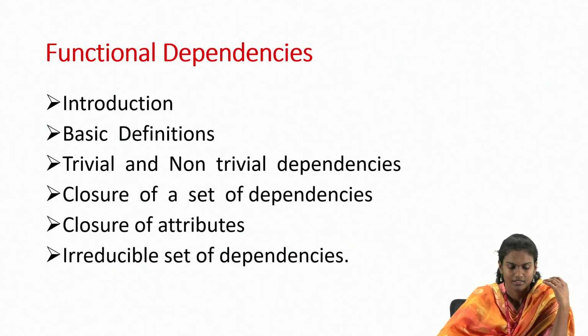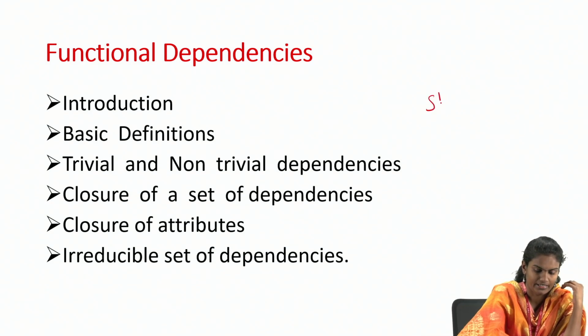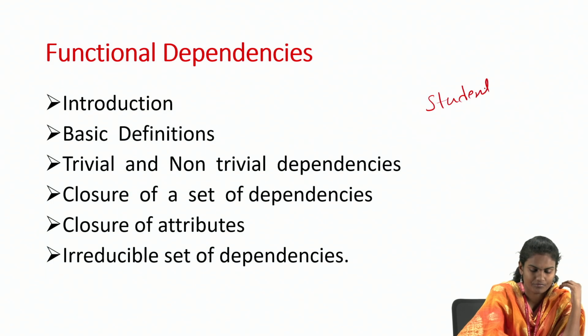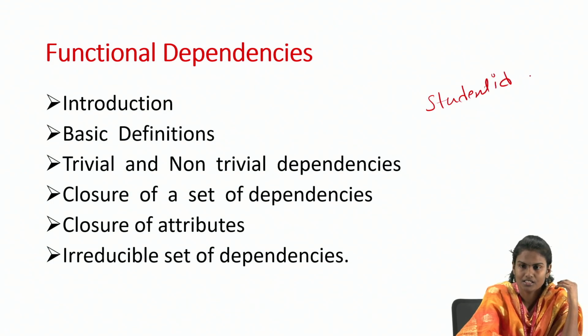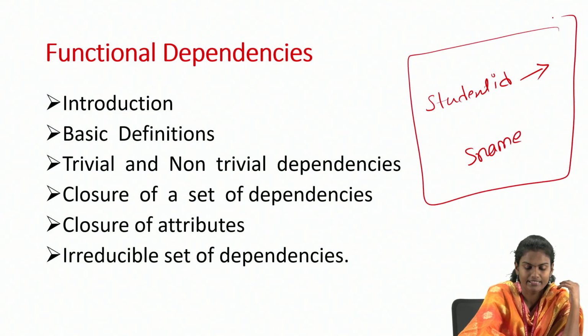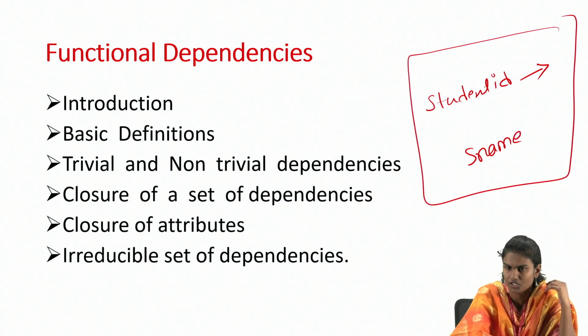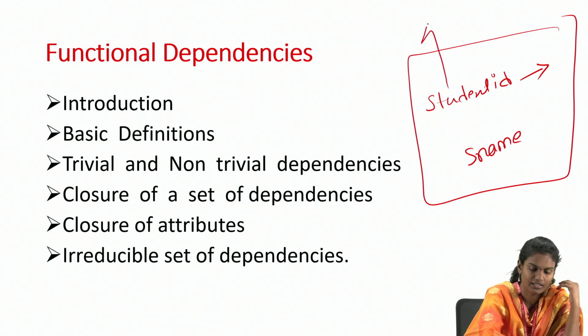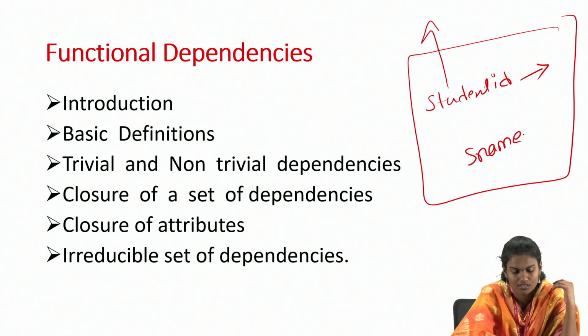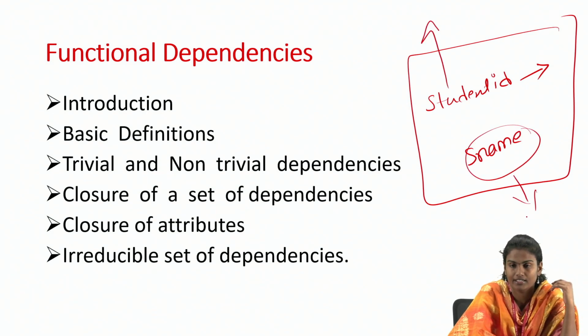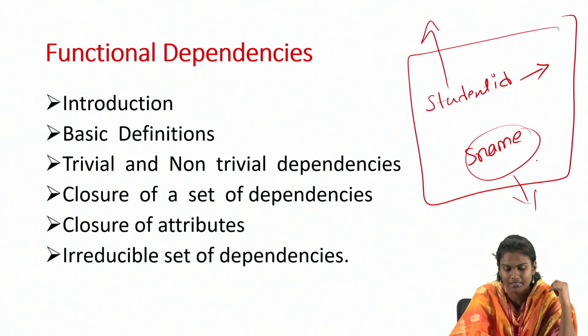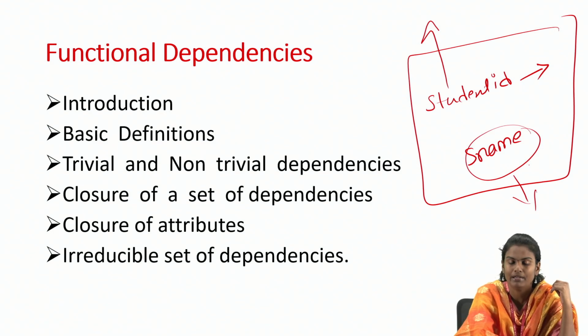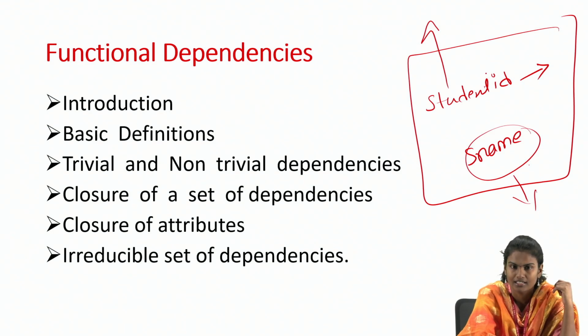For example, take student ID. Based on the student ID, we can determine student name. Now, this student ID determines student name is called a functional dependency. This student ID is called the determinant. Student name is called the dependent. Why it is called dependent: because student name is depending on the student ID. So this is called a functional dependency.